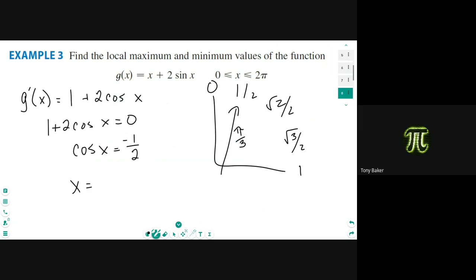But that's the first quarter. I want the second and the third quarter. So the second quadrant one in that spot would be 2 pi over 3. And then in the third quadrant, I keep wanting to say fourth quadrant, it would be 4 pi over 3. So my answer is 2 pi over 3 and 4 pi over 3.